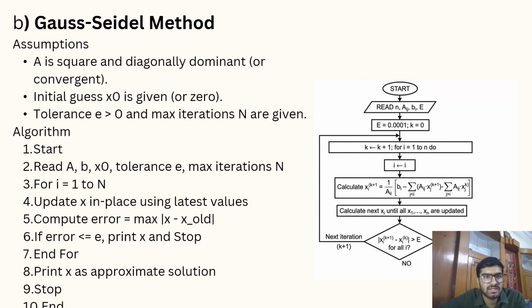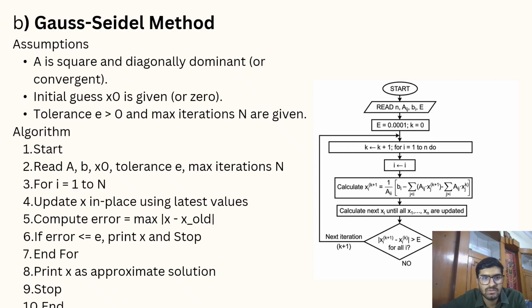Now the third and last method is the Gauss-Seidel method. Here the assumption is that A is square and diagonally dominant for convergence. The initial guess x0 is given or 0. The tolerance epsilon is greater than 0, and there is a maximum number of iterations n. Start. Read A, B, x0, tolerance epsilon, maximum number of iterations n.